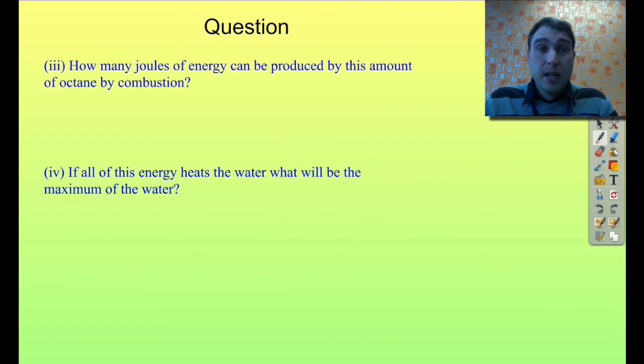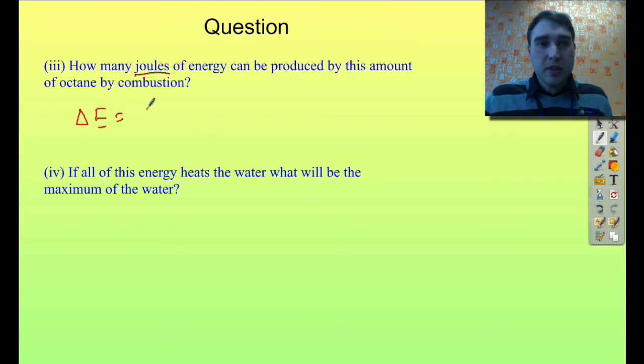Next step, it asks how many joules of energy. Now I'm going to highlight joules because our enthalpy is in kilojoules per mole, so I'm going to have to worry about the 1,000 there. How many joules of energy can be produced by this amount of octane by combustion? So I'm going to write down my delta H value. In this case, because we're looking at the amount of energy that's going to be produced, I'm going to call it a delta E value. So that's going to be equal to my delta H times my number of moles. And then we multiply that by 1,000 to get back into joules from kilojoules, since there are 1,000 joules in a kilojoule.